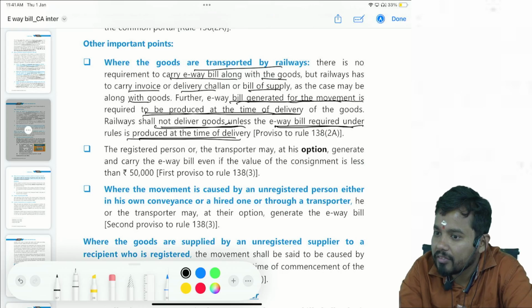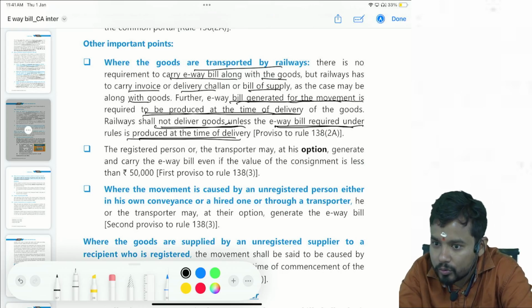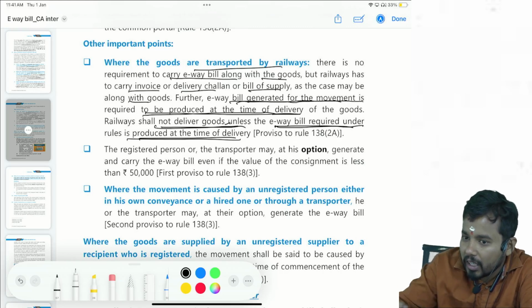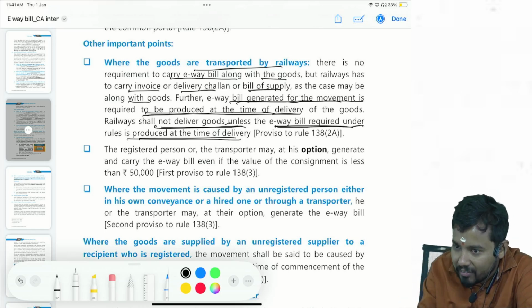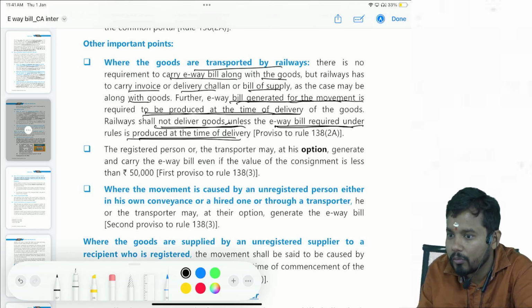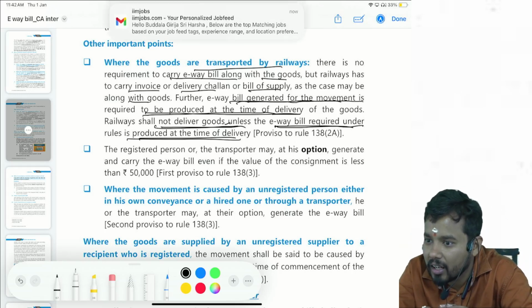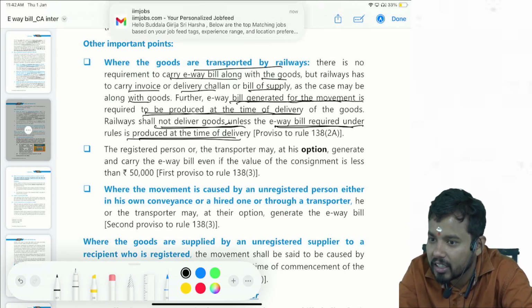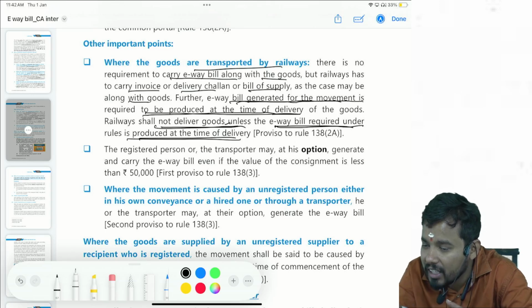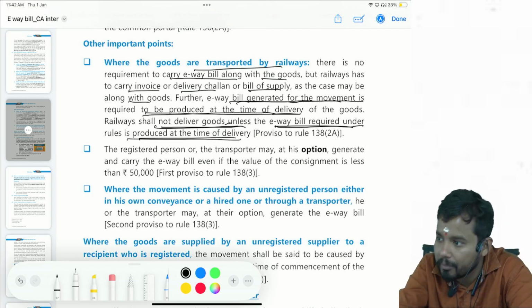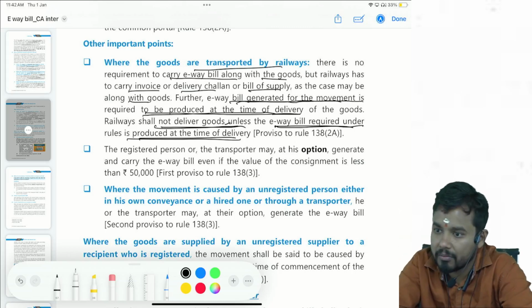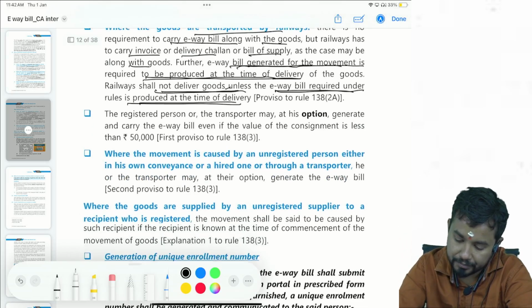So see, whenever you are transferring goods through road, from the initiation of the movement till reaching the destination, the e-way bill should be there. But for railways, the e-way bill is not required during the course of the movement, because no department officials can check the railway goods vehicle and all. What goods are involved in it, whether the e-way bill is there, all these things no one will check. But in railway, the e-way bill is required at the time of delivery. At the time of delivery, they will ask you to submit the e-way bill. At that time, you have to submit the e-way bill. Okay? That is the intention.